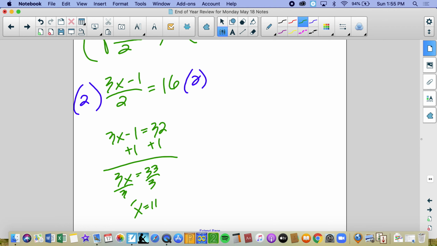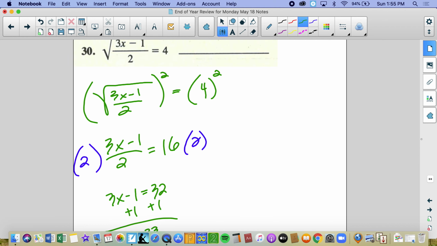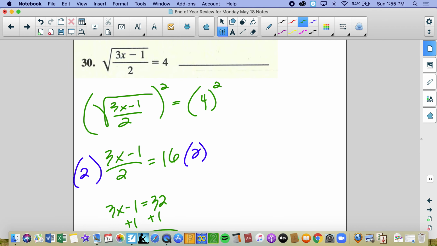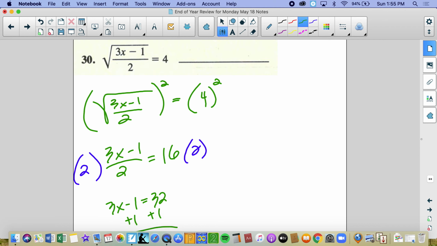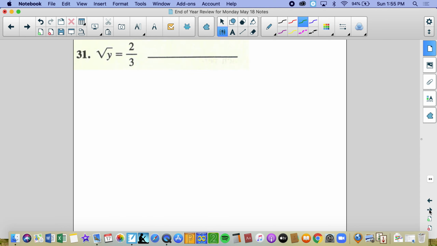X equals 11. Again, we're going to make sure that that doesn't make anything bad. And putting 11 in there works nicely. 3 times 11 is 33, minus 1 is 32. Divided by 2 is 16. Square root of 16 is 4. Now we'll do a quick check. Don't be afraid to check your answers and make sure that it makes the equation true.